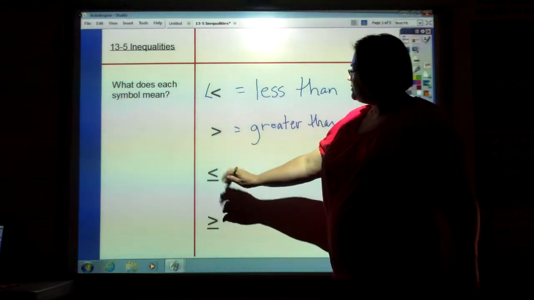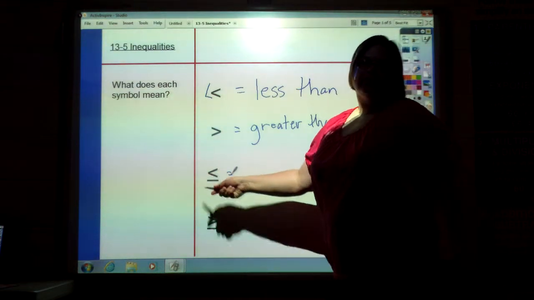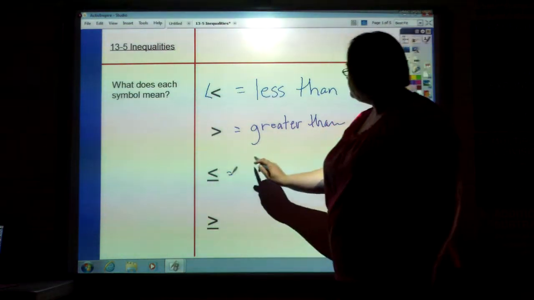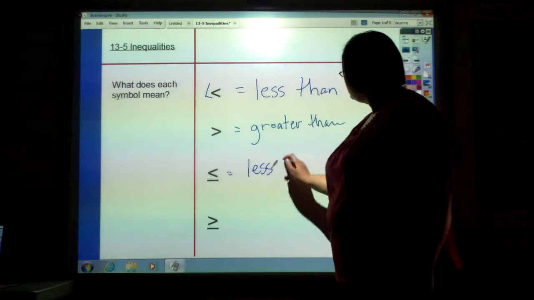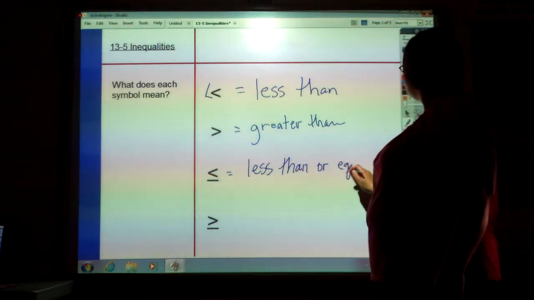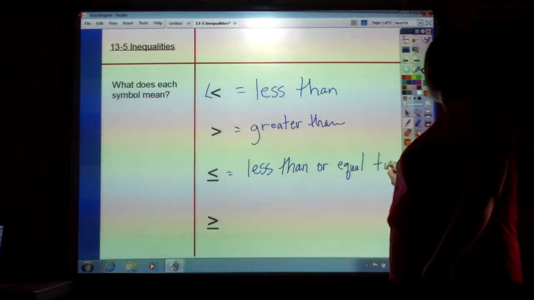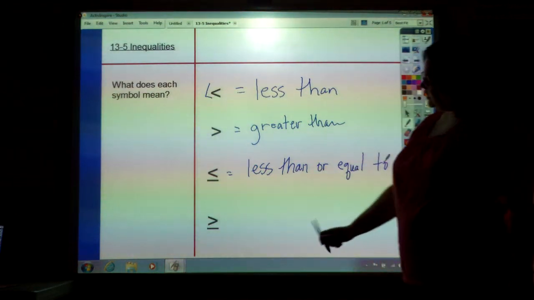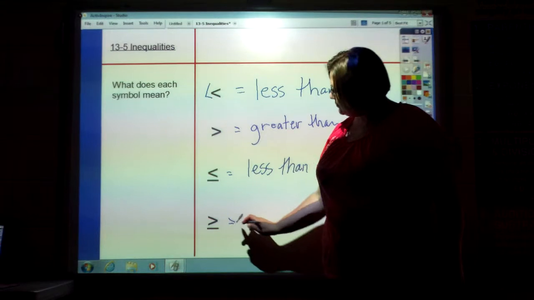This one is less than or equal to, that line on the bottom means or equal to. And then the bottom one is greater than or equal to.